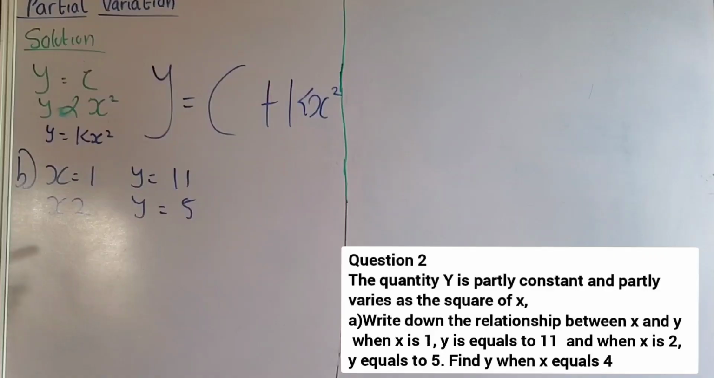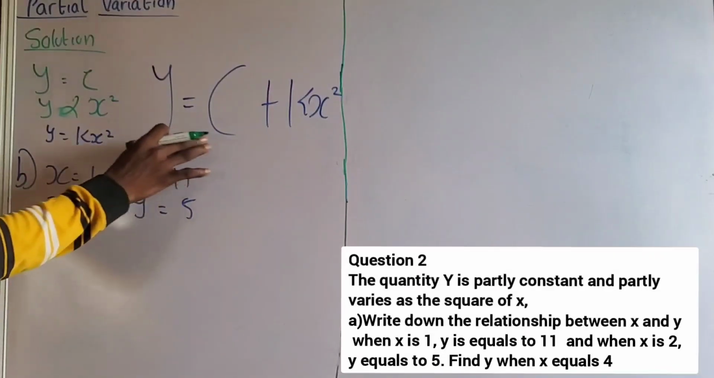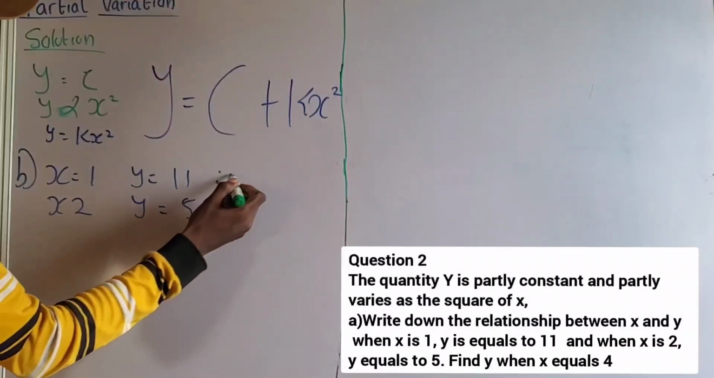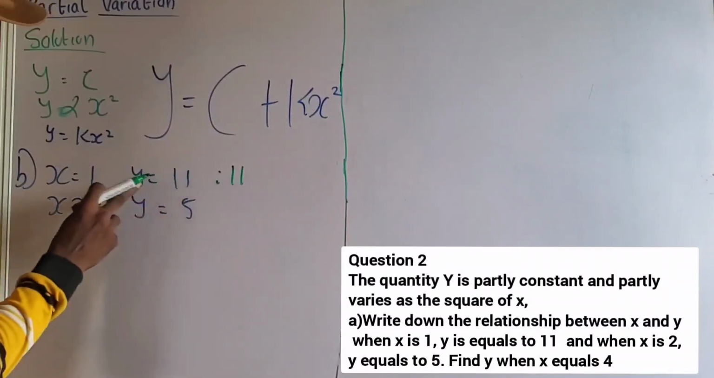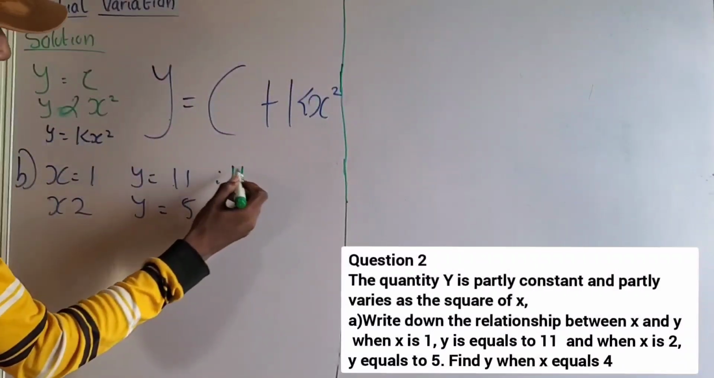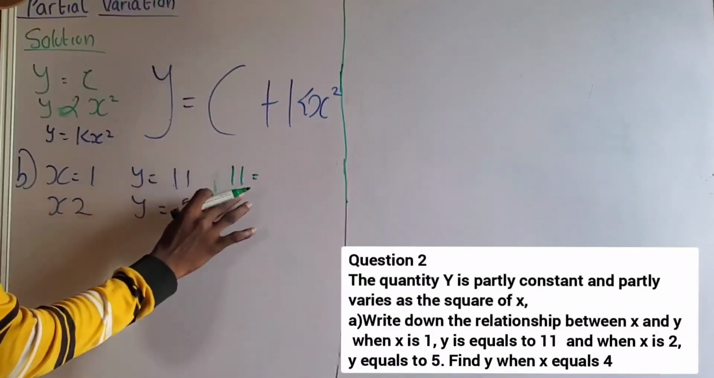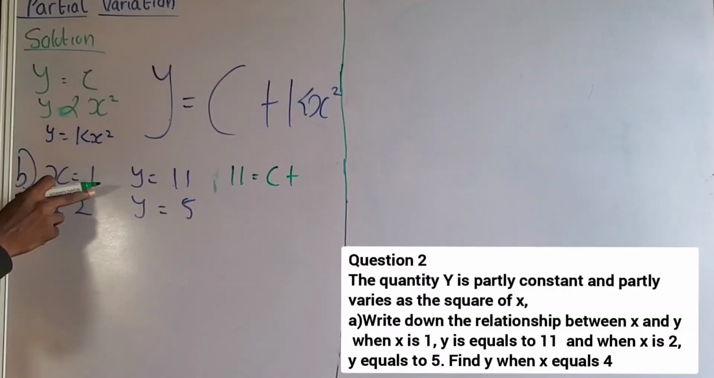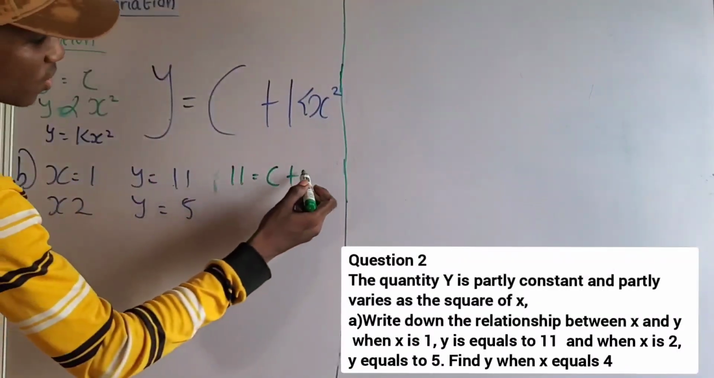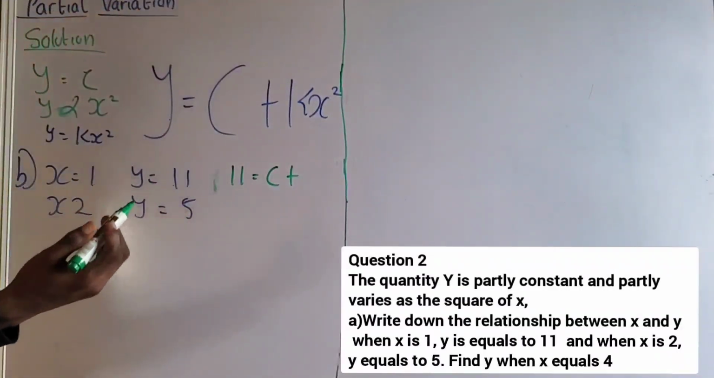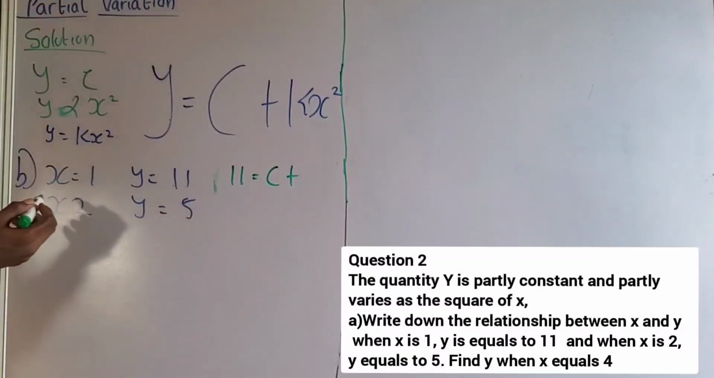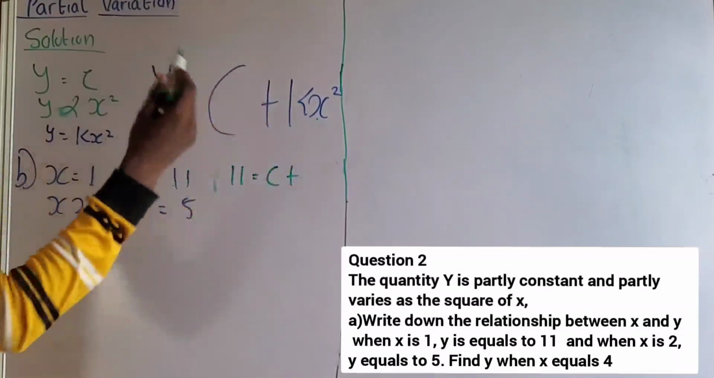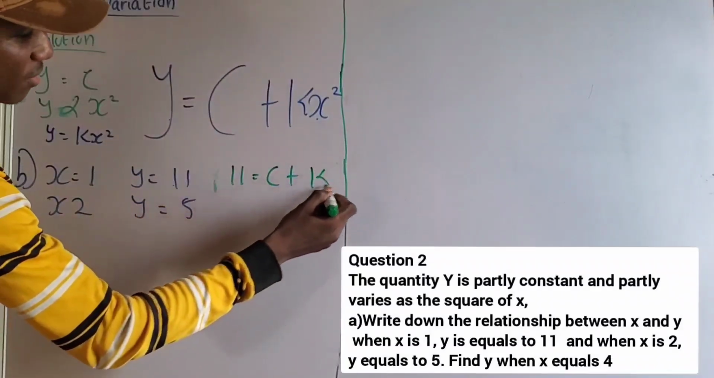Okay, let's proceed. Now, in this equation that you are given, let us first replace x as 1 and y as 11. For this, I'm going to have 11, which is y. Listen, y is 11 now. 11 equals c plus k times x squared, and x is 1. So c plus 1 squared multiplied by k. If you substitute x as 1 here, 1 squared is 1. 1 times k is k. So 11 equals c plus k.